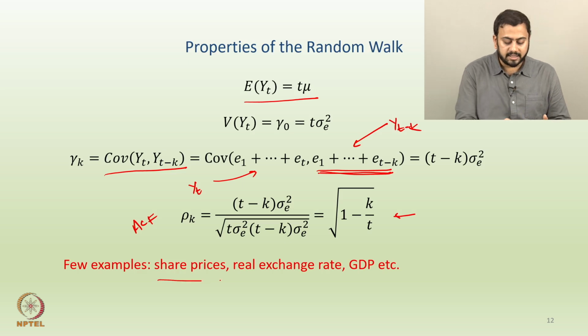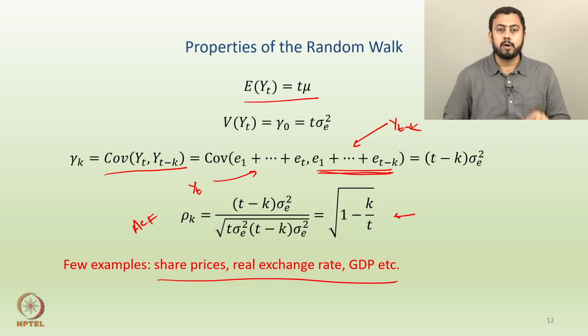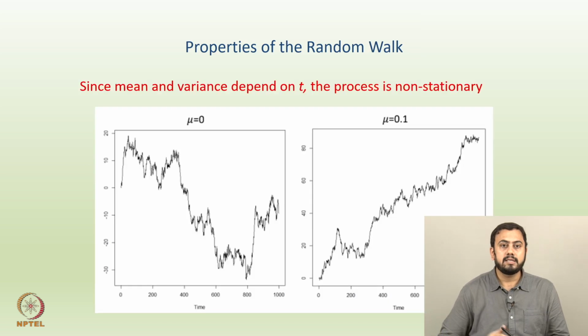All these are valid examples where one can try to model these data sets using a random walk. And now the last thing that we have is a few simulations. Here you see a few simulations of a random walk. On the left hand side we have a simulation where the overall mean mu is 0, and on the right hand side the overall mean is, let's say, 0.1. Immediately you can sense that both these situations are completely non-stationary. In general a random walk is non-stationary, and why exactly? Because the mean depends on t or the variance depends on t. We saw these properties earlier.